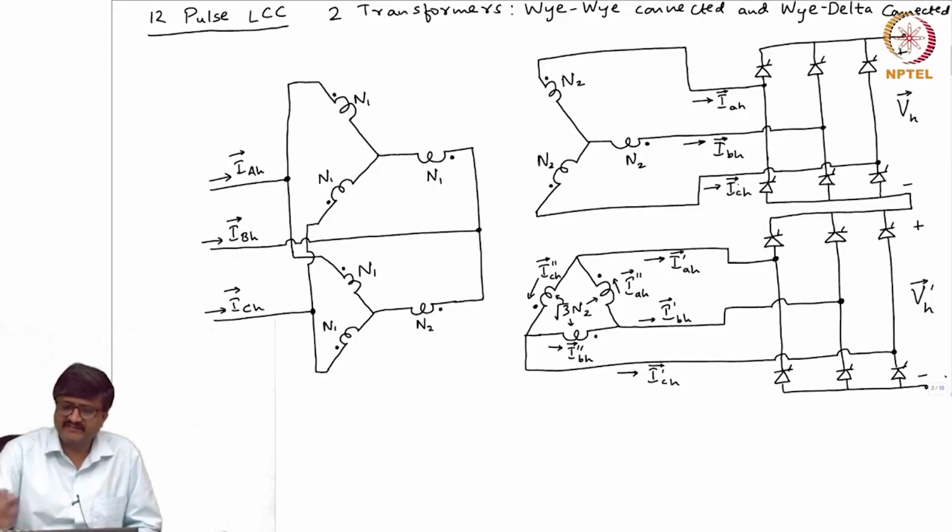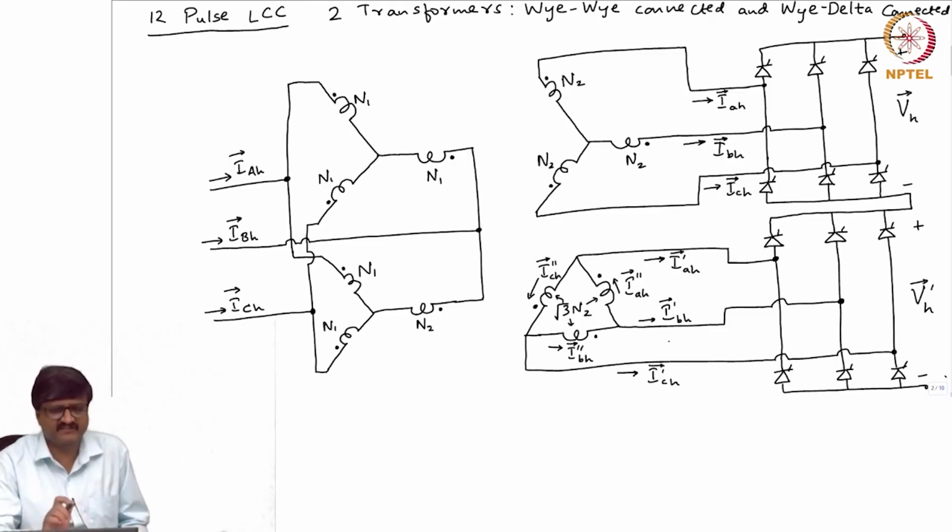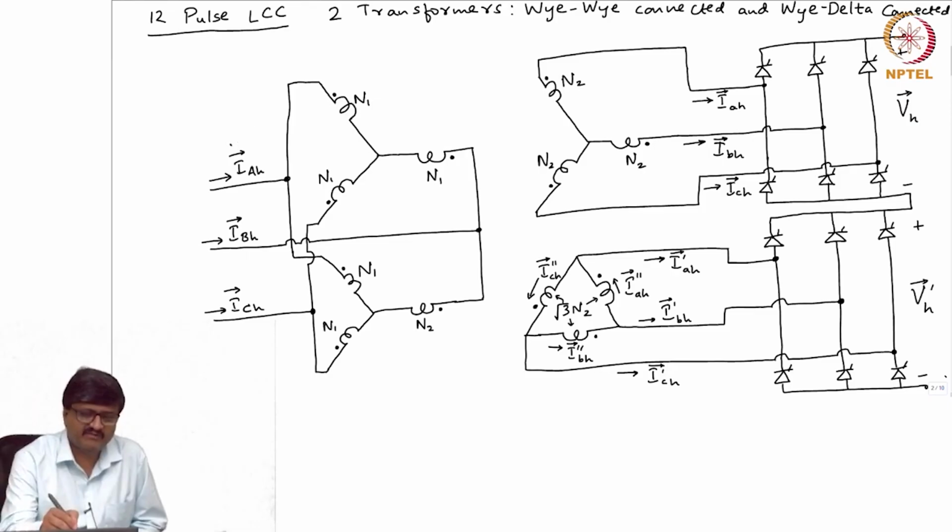Let us look at the currents in the delta winding, IAH double prime, IBH double prime, ICH double prime. Can I express these currents in the delta winding in terms of the currents IAH prime, IBH prime, ICH prime? Why we try to do that is finally we will get expressions for the currents that are fed to the entire 12 pulse LCC on the AC side. What I am talking about are these currents. I want expressions for this.